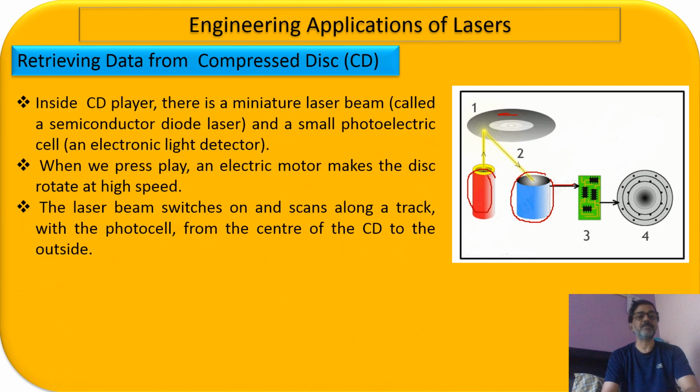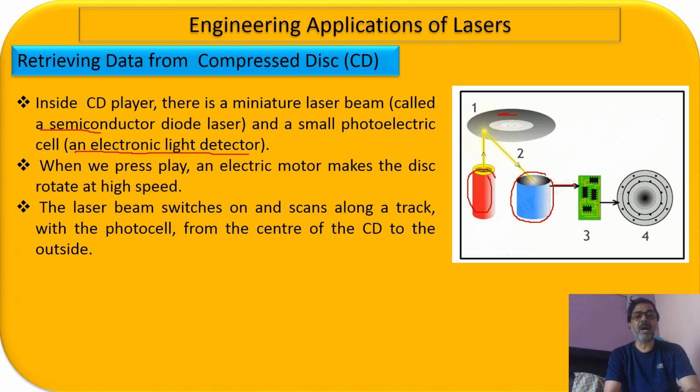So let us see this. Inside the CD layer there is a miniature laser called a semiconductor diode laser. This is what I have shown you in the figure. So this is your semiconductor diode laser and a small photoelectric cell. Here we have a photoelectric cell, which we also call an electronic light detector or photodiode.